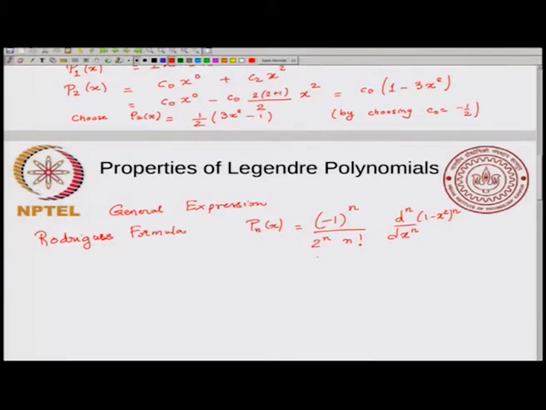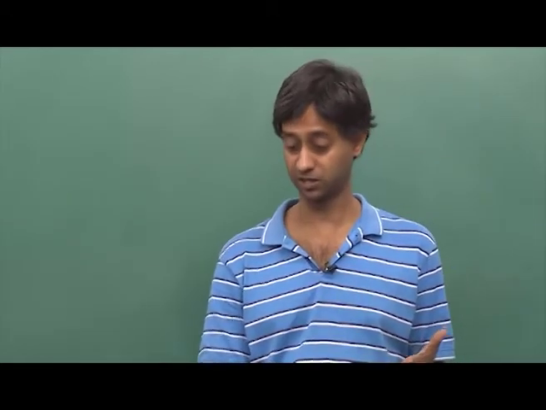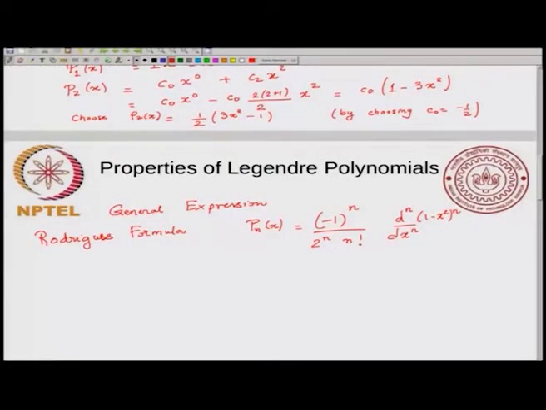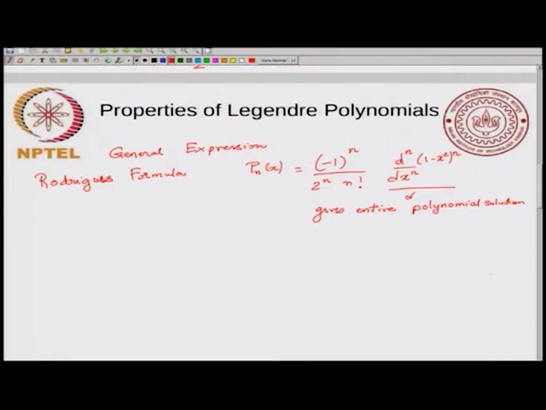So even if you did not have this constant, you would still satisfy the differential equation because it is a homogeneous equation, multiplying it by a constant will still give you a solution. So what is important is that this particular choice will preserve certain relations, and we will see that in a minute. Now what is interesting is that this d by dx raised to n gives the entire polynomial, not just one of the coefficients, the entire polynomial solution. This is very important.